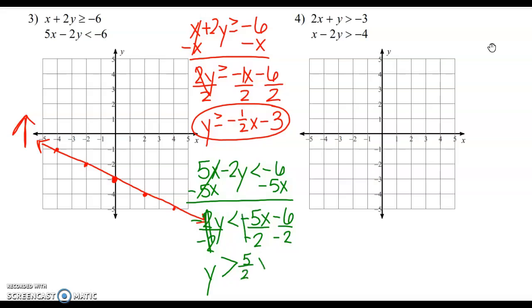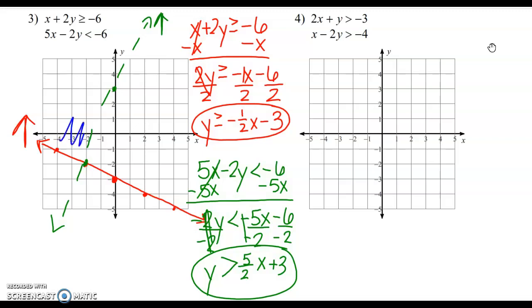We have 5 over 2x. -6 over -2 is +3. So y-intercept is +3. I'm going to have to go down 5 to stay on my graph. So I go 1, 2, 3, 4, 5. To make it rise, I would go left 2. This one would be dashed because it is not equal to, and I want to be above it because it is greater than. So above the green and above the red puts us right here.